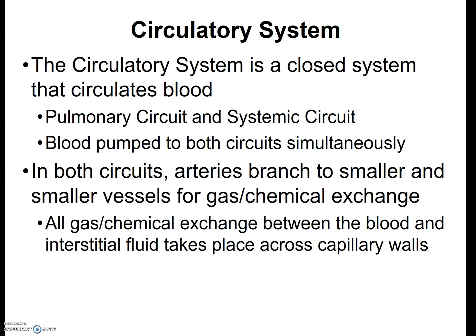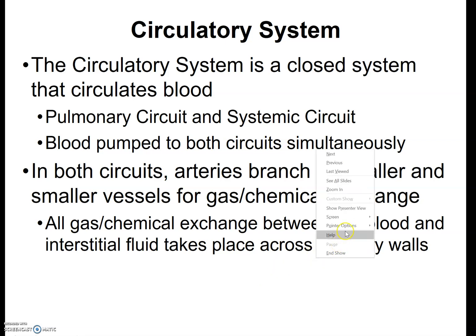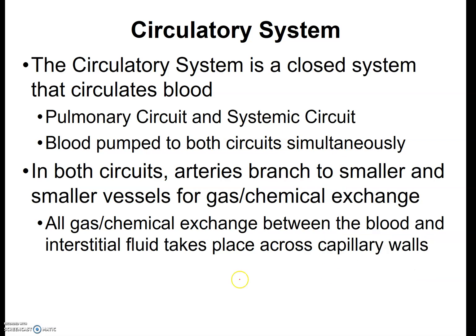So the circulatory system is a closed system compared to other organisms that have an open circulatory system, like insects. Our closed circulatory system allows blood to circulate between both the pulmonary and systemic circuits of the body. Now, what are those? The pulmonary circulation is taking blood to the lungs where oxygen can be added to hemoglobin, or the hemoglobin actually picks up oxygen.